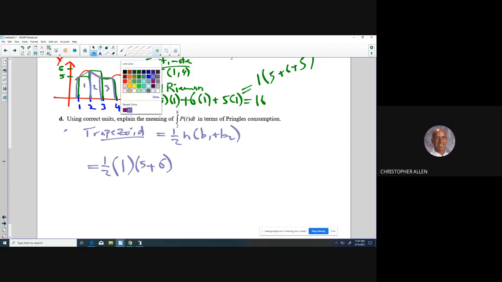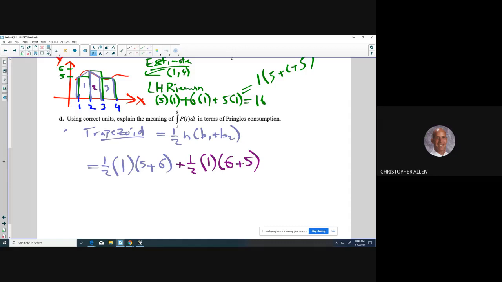Now I'm going to do a slightly different color of purple for the next one. So this one's going to be trapezoid 2. Okay? Now we got another trapezoid. So I'm going to do 1/2. The distance between them again is 1. And then the first side there, that distance turns out to be 6. And then that second distance turns out to be 5 again. So there's the area of the second trapezoid.